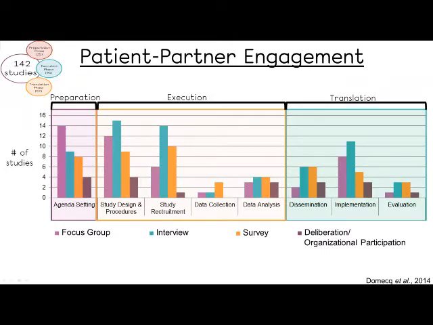A similar review done by Domet was not only looking at where in the research cycle patient engagement occurred, but exploring what form this engagement ended up taking. And so they had a bit more of an expansive view. They looked at 142 published works, and similar to the findings we just saw in the previous slide, patient engagement was typically more commonly feasible at the beginning of a project and kind of waned off as the project moves through the execution and translation phases.